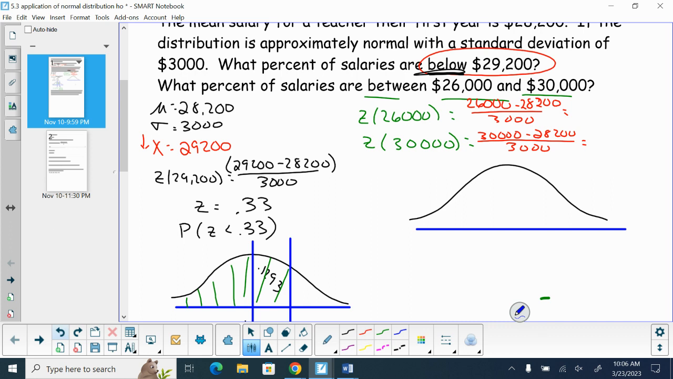You should get one Z value that's positive, one Z value that's negative. You want to find the area that's in between those two values.